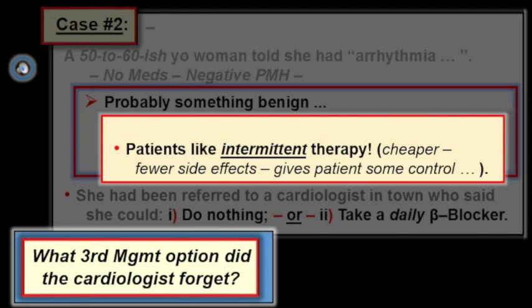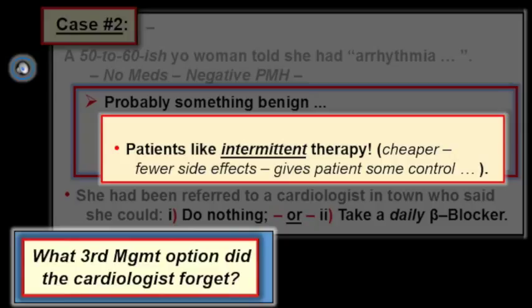Let them take a medication such as a beta blocker or diltiazem or verapamil when they are having symptoms. They'll use a lot less medication with this strategy. It will be cheaper, the chance of side effects is much less, and patients love this option because it restores some sense of control for their own health care.